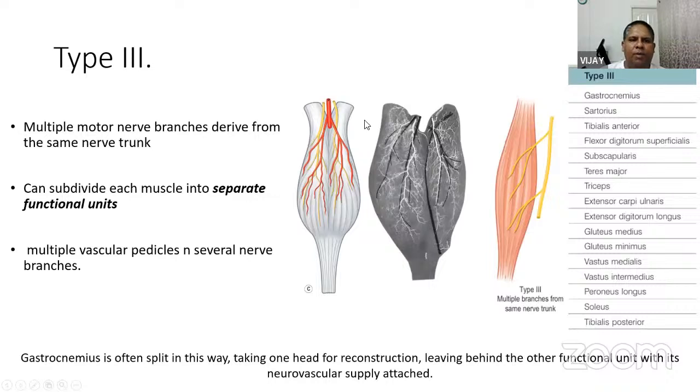Type 3, multiple motor branches are derived from the same trunk. Like in gastroc, the posterior tibial nerve gives the nerve to the medial sural and the lateral sural. Therefore, you can subdivide each muscle into separate functional units. And multiple vascular pedicles are also present. So again, you can see gastroc, sartorius, triceps, gluteus medius, minimus, vastus medialis, and vastus intermedius belong to this type 3.